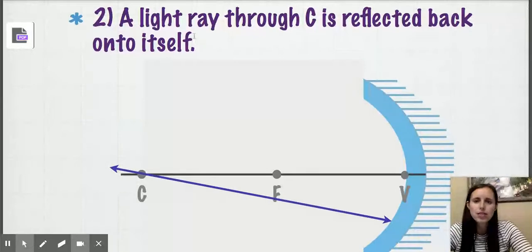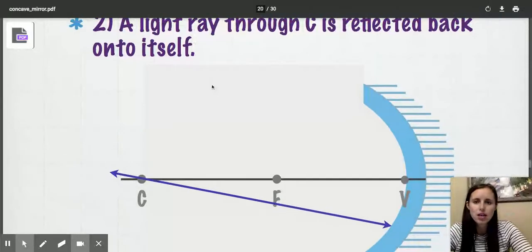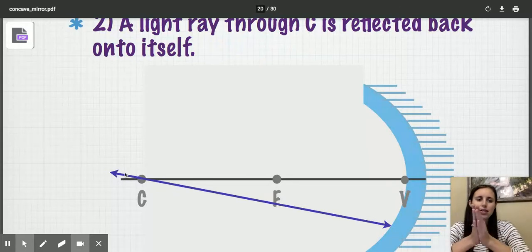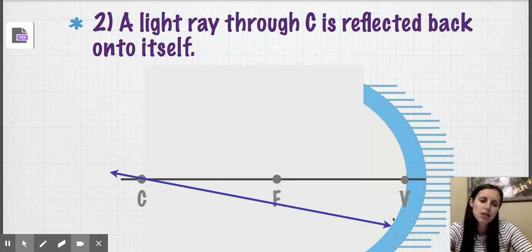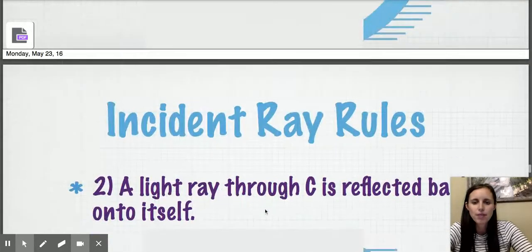Rule 2 says that a light ray coming through C is reflected back onto itself. So any light ray that's coming through C is going to hit the mirror and be reflected back directly on top of itself. You can't really see it in this image because the 2 light rays sit on top of each other. But if you take a look at this line, you've got an arrowhead on this side and an arrowhead on this side. That's suggesting that this is both the incident and the reflected ray.